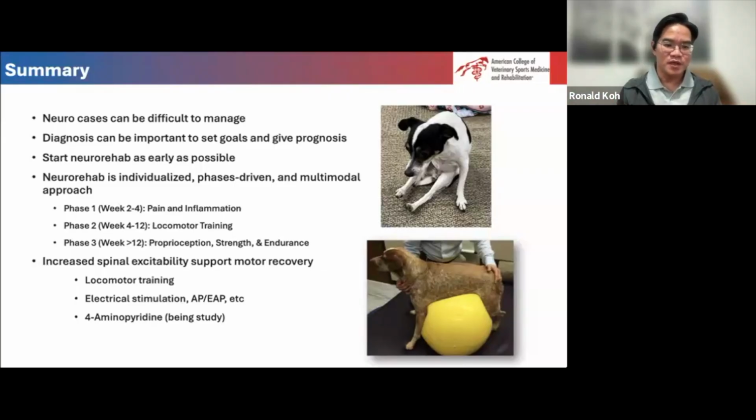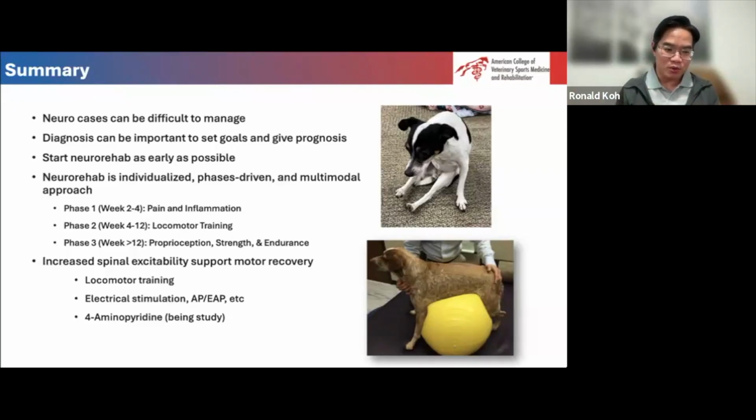Phase 1, 2 to 4 weeks, pain and inflammation that you need to deal with. Phase 2, week 4 to week 12, you want to focus on locomotor training. Phase 3, once the dog is able to bear weight, it's going to take a couple weeks, a couple months to train for proprioception, strength, and endurance. Okay. And finally, remember that increasing spinal excitability or neuroplasticity is a very important thing when it comes to supporting motor recovery for spinal cord injury.